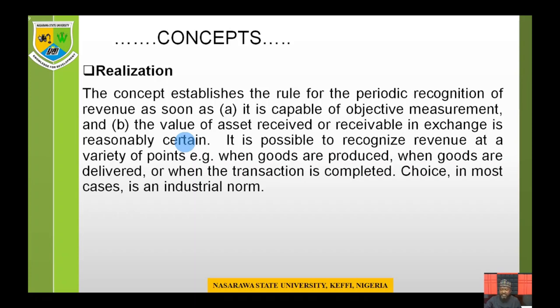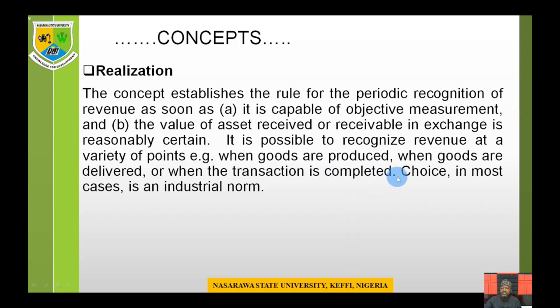It is possible to recognize revenue at a variety of points. For example, when the goods are produced, you can recognize it in your books of account that yes, such goods are automatically equivalent to sales that have been made. Or when goods are delivered, you may wait until the goods are delivered to your customers, then you go ahead and recognize them, i.e. record them in the books of account by acknowledging that yes, sales have been made. Or when the transaction is completed, by this it means goods have been delivered, amounts have been paid, transaction completed, then you go ahead and recognize such revenue in your books of account.